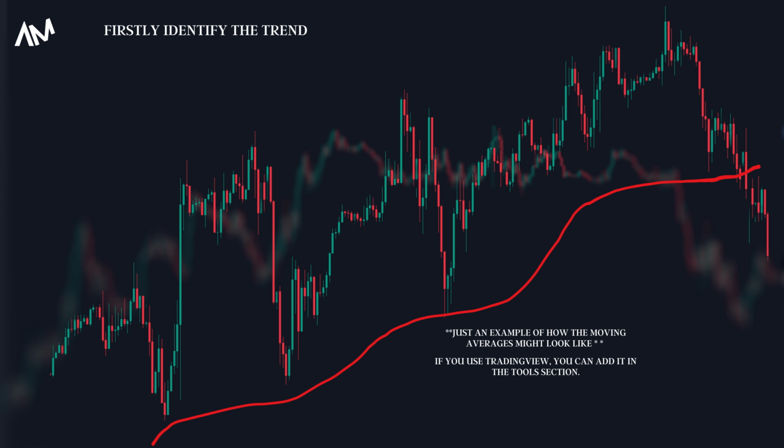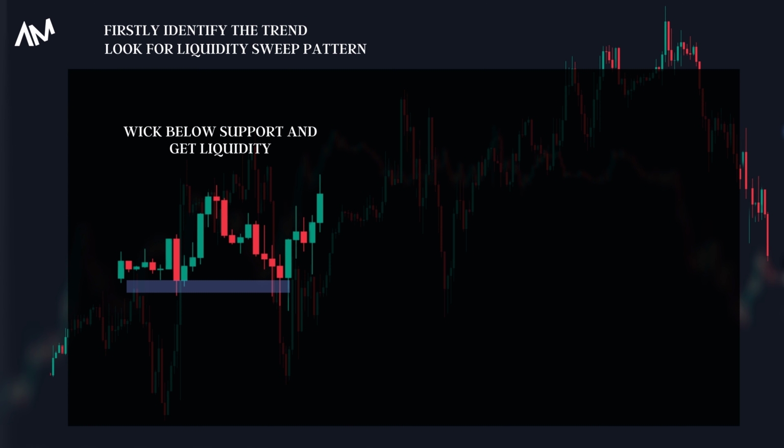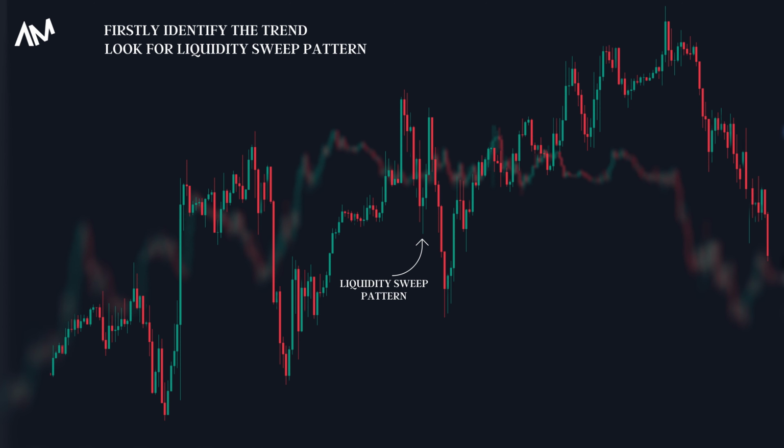Moving averages can help smooth out price fluctuations and offer a visual depiction of the trend. Traders may utilize different time frame moving averages, such as the 50-day or 200-day moving average, to identify short-term or long-term trends. So from this chart we are able to identify the trend, which is an uptrend, and we will only look for buying opportunities. Secondly, we look for a liquidity sweep pattern. This means we wait for the price to make a support and either wick below the support and grab the liquidity, or close below the support and get back above it. For example, we can see a long wick candlestick forming below a support level, which indicates that the market made support and grabbed the liquidity.